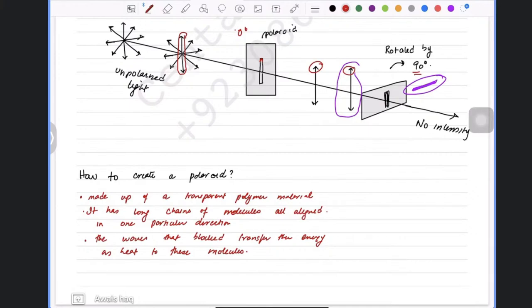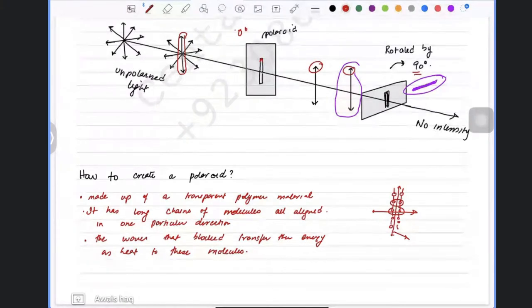Alright, now. So which molecule is it? Like the molecule is like this. You understand? And also like this. So they will let the waves which are vertical in this case go, but if they're horizontal they can't go, so they just end up heating up. Okay, like that.